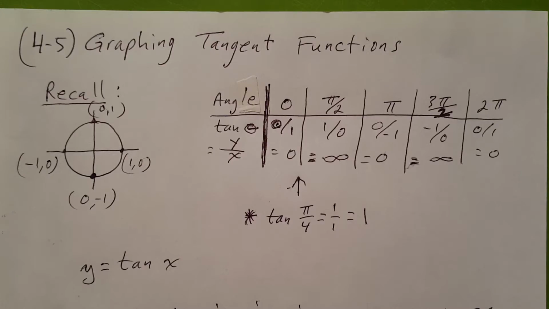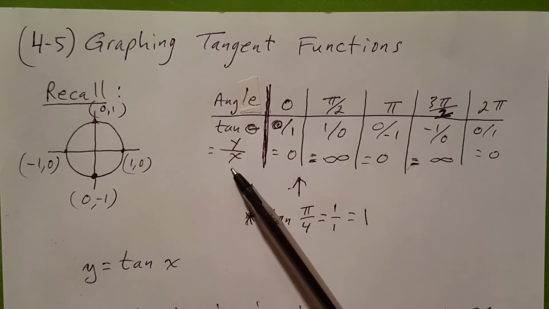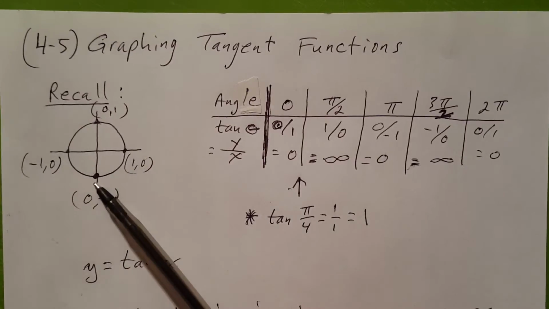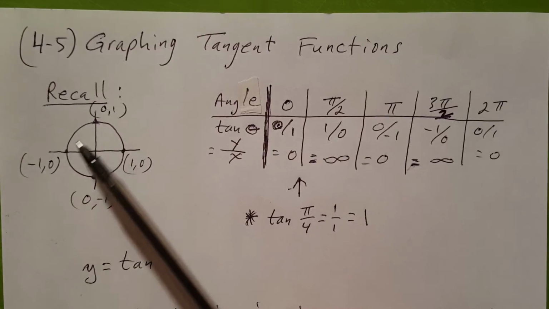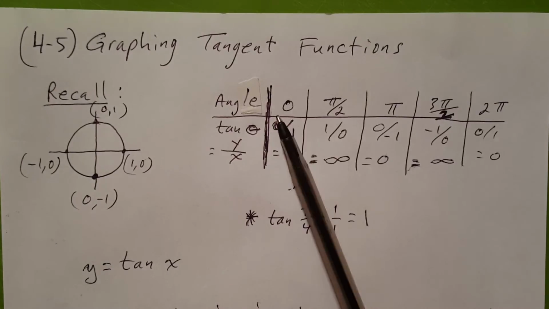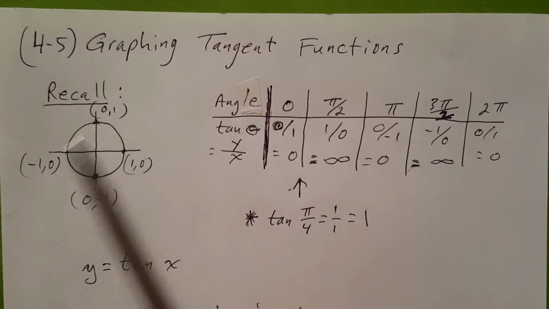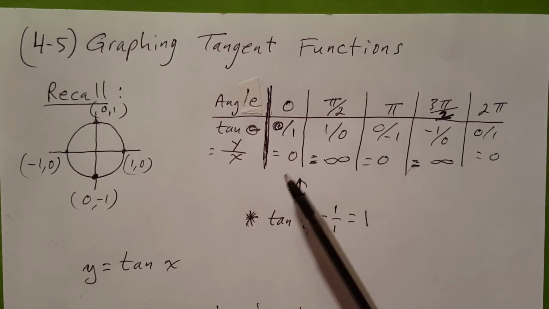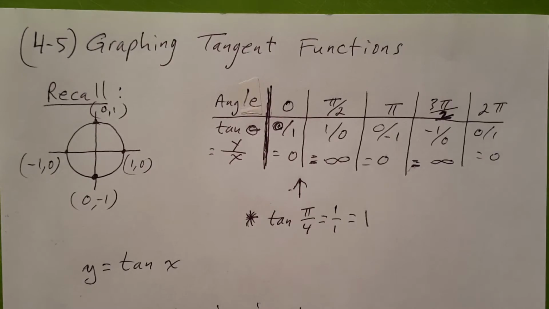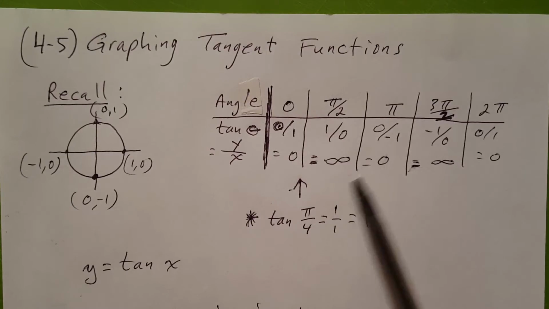Okay, so maybe you want to freeze here and copy this before I start talking about it. Now, if you remember, when we did tangent, it was y over x. So the tangent of these main angles, 0, pi over 2, pi, 3 pi over 2, and 2 pi. The main angles was y over x. So it was either 1 over 0 or 0 over 1, right? And this is where some of our answers were undefined. So 0 over 1 is 0, 1 over 0 is undefined, etc.